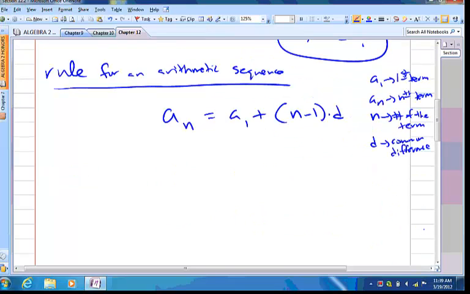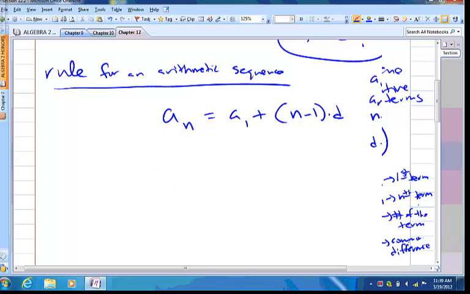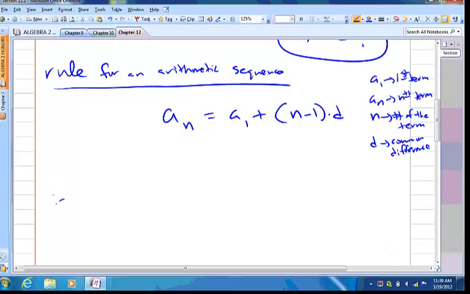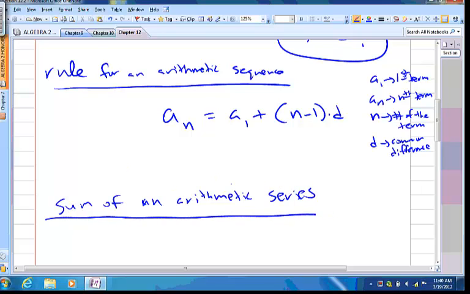For a series, the sum of a series equals this, where S represents a sum.